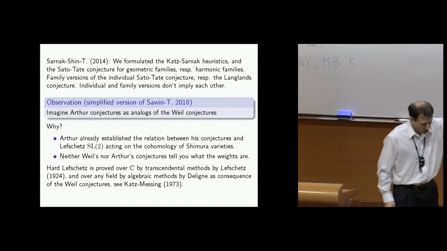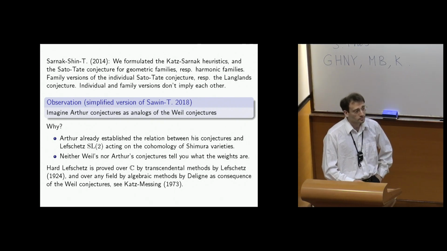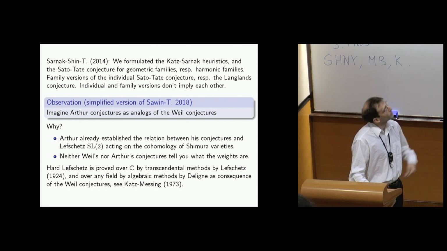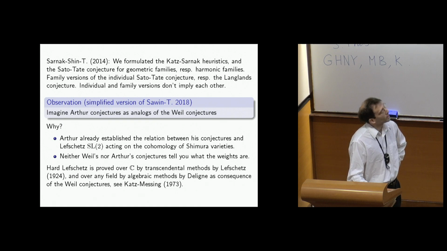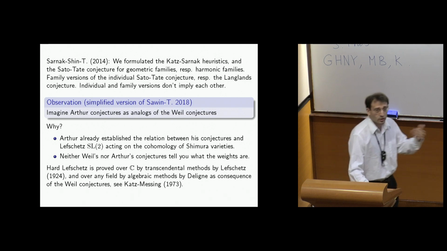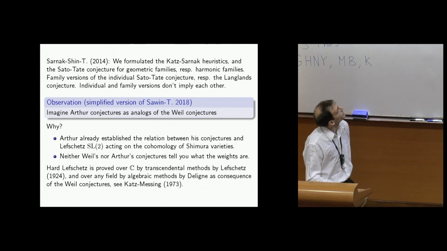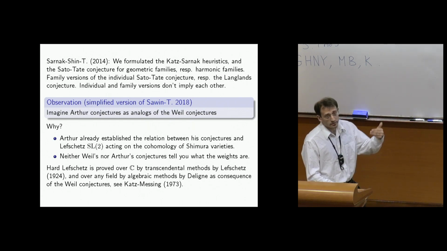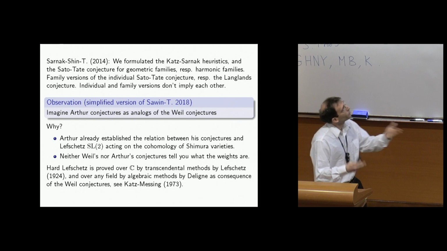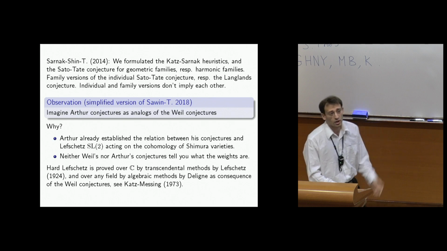So I'll start immediately with a main panorama, one slide that summarizes most of the things. A few years ago with Sarnak and Shin, we gave a formulation of the Katz-Sarnak heuristics and also the Sato-Tate conjecture for families. There are two kinds of families, geometric families and harmonic families. For geometric families, it's a family version of the usual Sato-Tate equidistribution conjectures. For harmonic families, it's a family version of the Langlands conjecture about the lambda H group.